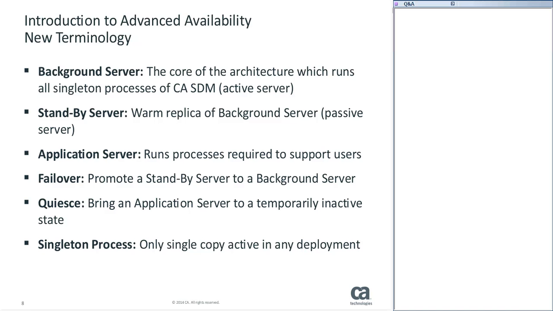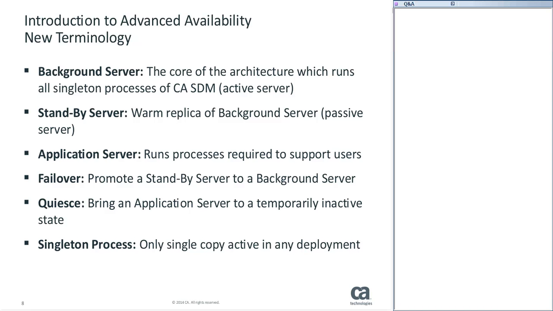Then you have a standby server, which is the warm replica of the background server. And we label this as the passive server as opposed to the active background. And the standby server is basically waiting to be able to take the place of the background server if there's a problem or if you're doing a rolling maintenance. We'll go over those scenarios in the future in the presentation.